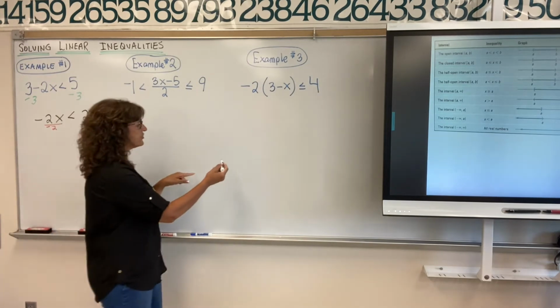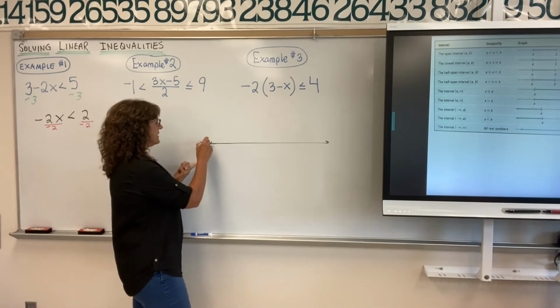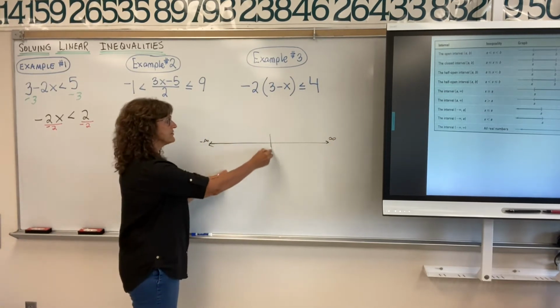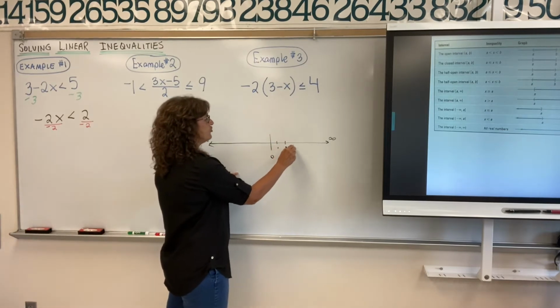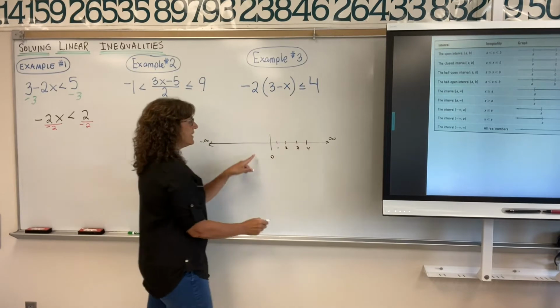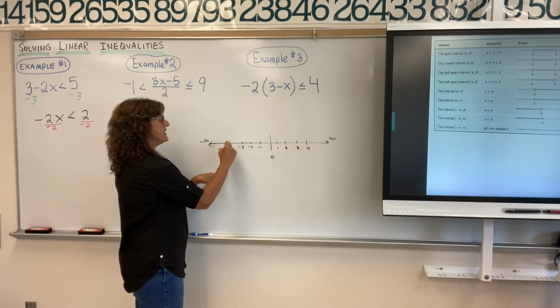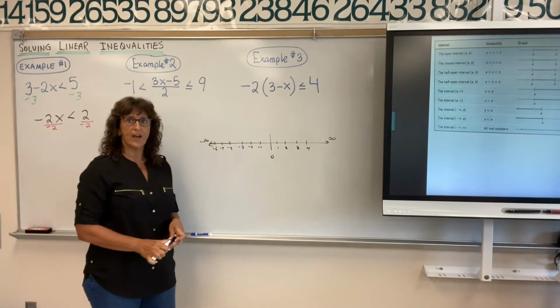Let's look at a little scenario so you can see why. Here's a number line, negative infinity to positive infinity. We're going to put some numbers on here. Let's put the 0 right here. Maybe this is at 1 and this is 2 and 3 and 4. On this side, negative 1 and negative 2, negative 3, negative 4, negative 5, negative 6. So here's a few numbers on my number line.